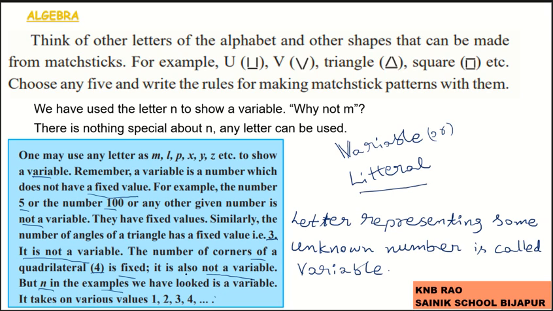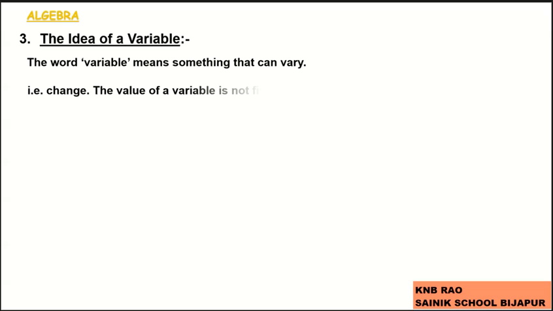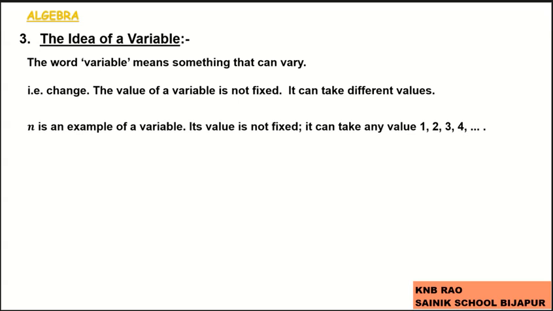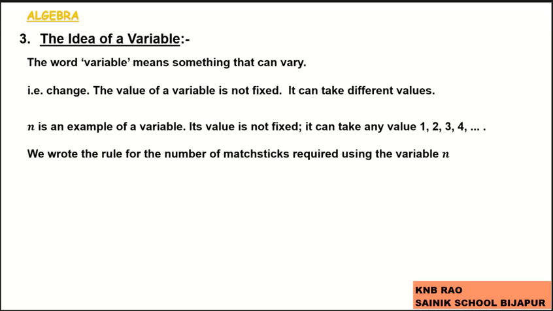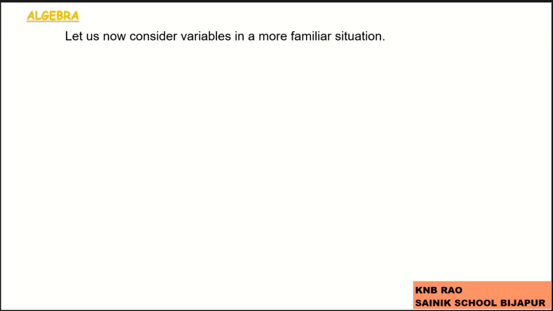Children, now let's go for the idea of a variable. The word variable means something that can vary, nothing but change. So the value of a variable is not fixed. It can take different values. n is an example of a variable. Its value is not fixed. It can take any value, 1, 2, 3, 4, anything. We wrote the rules for the number of matchsticks required using the variable n. Now, let us consider a variable in a more familiar situation.